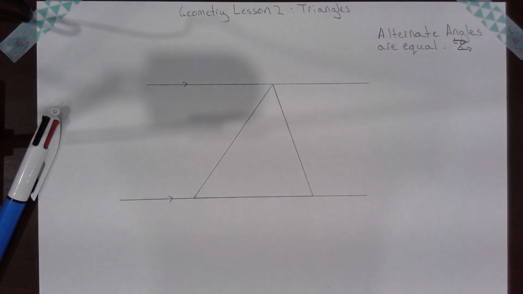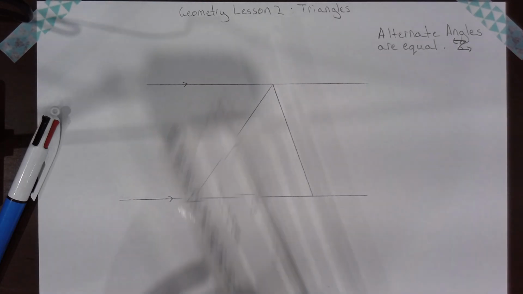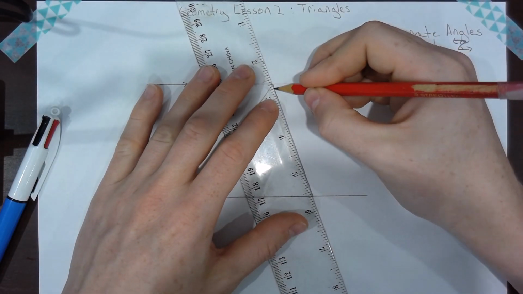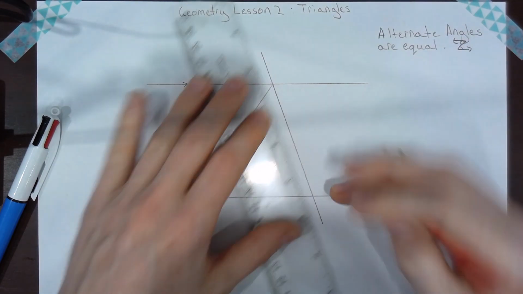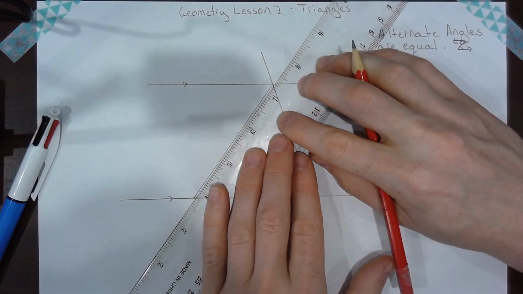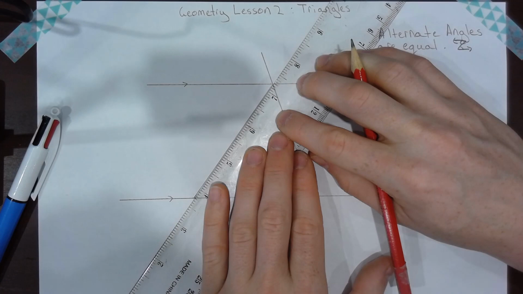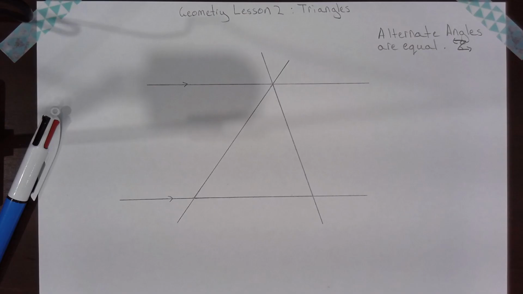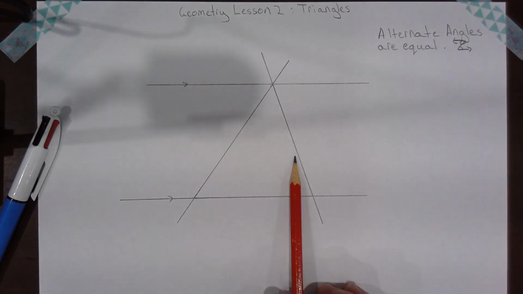The next thing I'm going to do is extend these two sidelines. By the way, while I'm doing this, when I say if it's not perfect, it doesn't matter, it actually does when we're doing it for real, but for the purposes of this demo, we can be a little rough. So there we go. Now I have my triangle, and you can see that what I've done is I've actually created a triangle from two parallel lines and two transversals. And so we can make some statements about these lines.